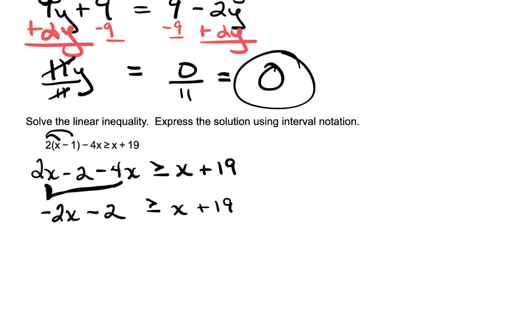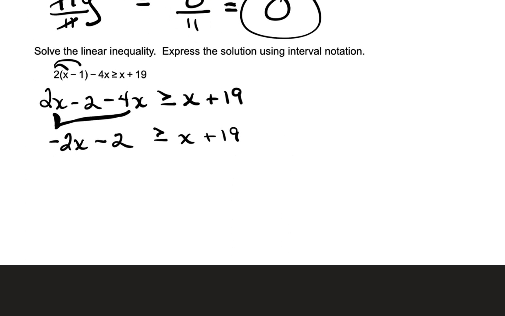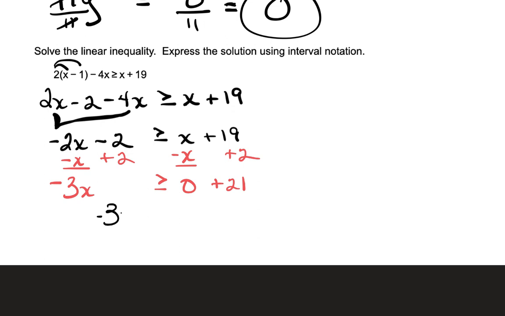All right. So here we go. We want to bring our x's all to one side. So I'm going to subtract x from both sides. That gives me negative 3x, right? And that's 0. And then I'm going to add 2 to the other side. Good with that. So we have 0 over here, that would be what? Plus 21. So we have negative 3x equal to 21.